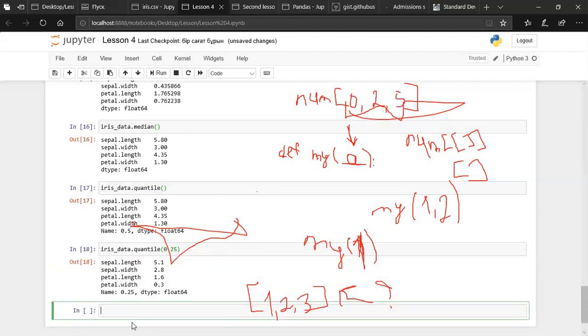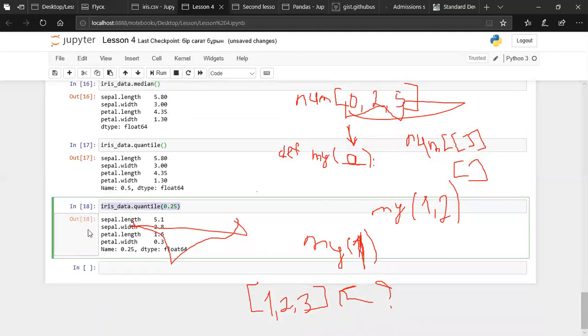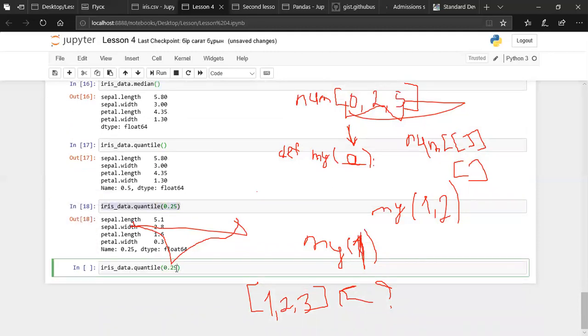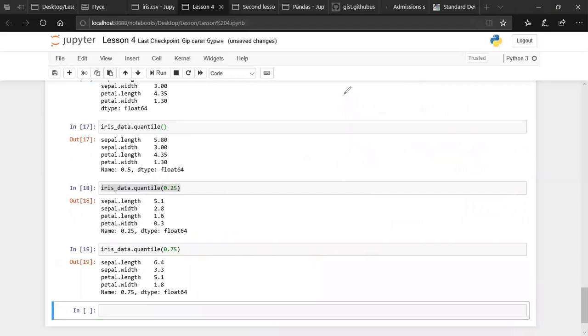Okay. You got it? Yes. What about 0.75? Okay. Yeah. Here it is, 0.8. What about if I want 0.25 and 0.75 simultaneously, like the columns? Simultaneously? Yes, at the same time. Okay.